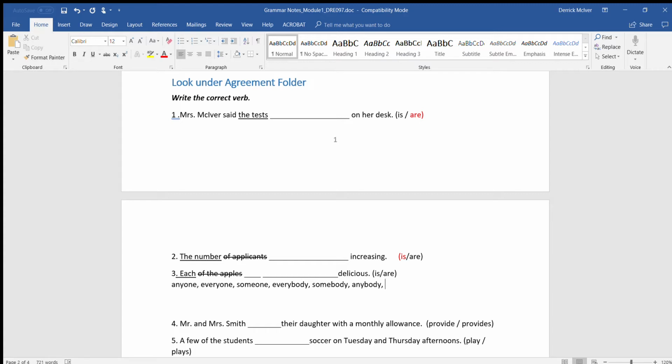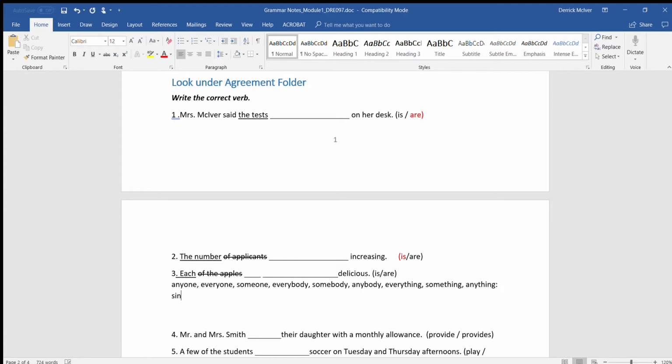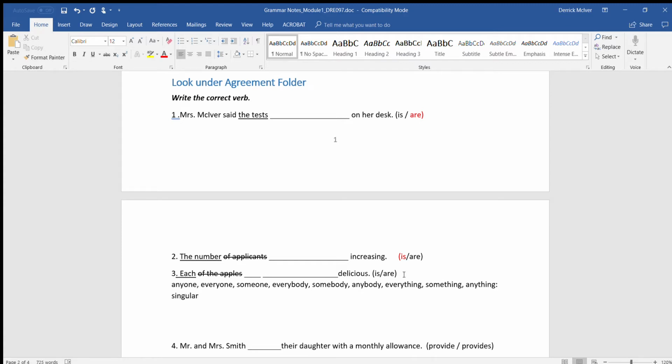And if it ends in the word thing, everything, something, anything, it is singular. Also, the indefinite pronouns each, either, and neither are also singular. And so these singular pronouns will have what? Singular verbs. So each is singular, and so the verb will be singular, and singular verbs end in what letter, people?